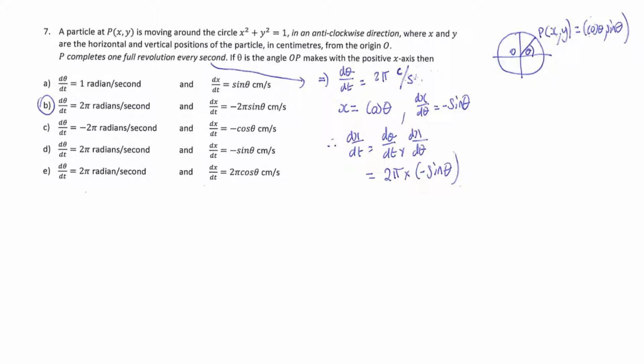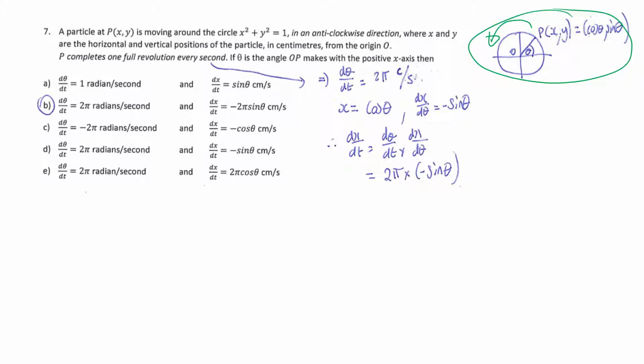Okay, question 7. A particle at P at a random point on the unit circle is moving in an anti-clockwise direction, where x and y are the horizontal and vertical positions of the particle in centimeters from the origin. So there's a nice little picture. It's just the unit circle, and of course it's moving in that positive direction. So as theta is increasing, that's the natural way we think of positive changes in theta as an anti-clockwise movement or rotation around the unit circle.